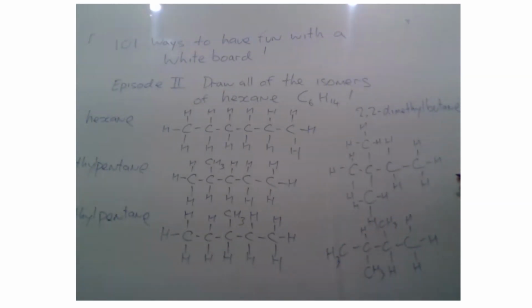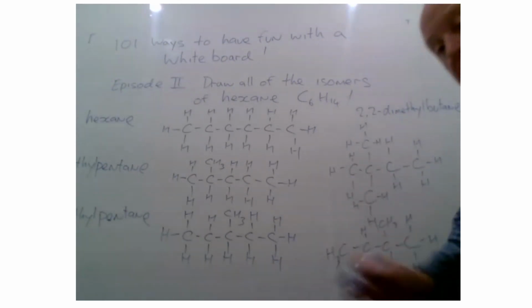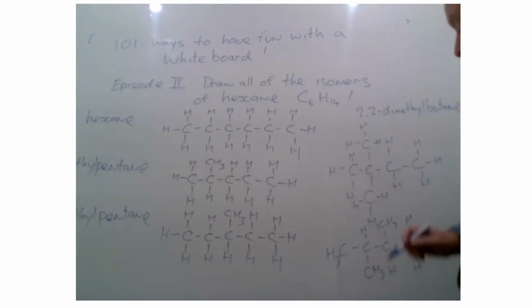Okay, now let's check for the longest chain again. 1, 2, 3, 4. 1, 2, 3, 1, 2, 3. So that is correct, it's a butane. And this time, both the methyls are on 2 different carbons. I'm going to give you a moment to name that. Press the pause button while you're doing it, and when you've unpaused, I'll give you the answer.